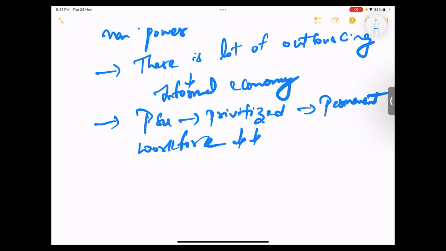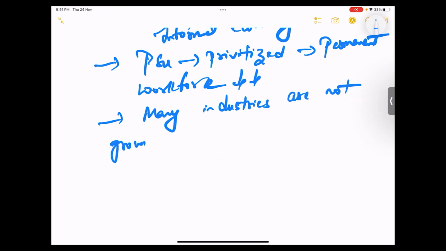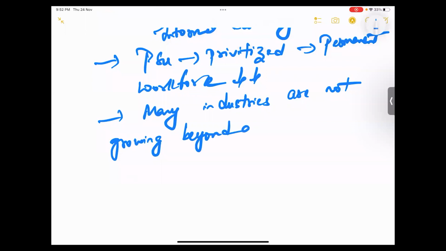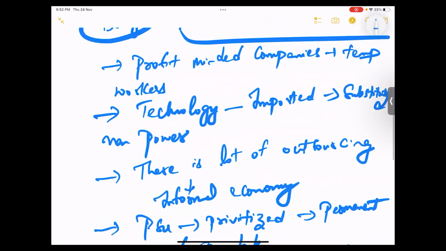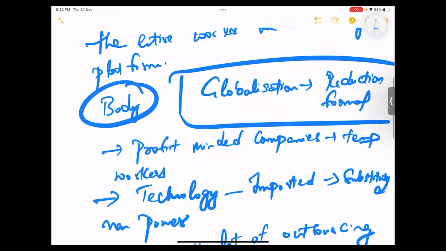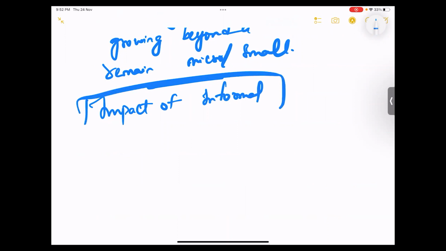Okay. And then many industries are not growing beyond a level and remain micro or small. Okay. So these are the points by which globalization is reducing the formal economy. So what is the impact of the informal workforce? That is the second part of the question.